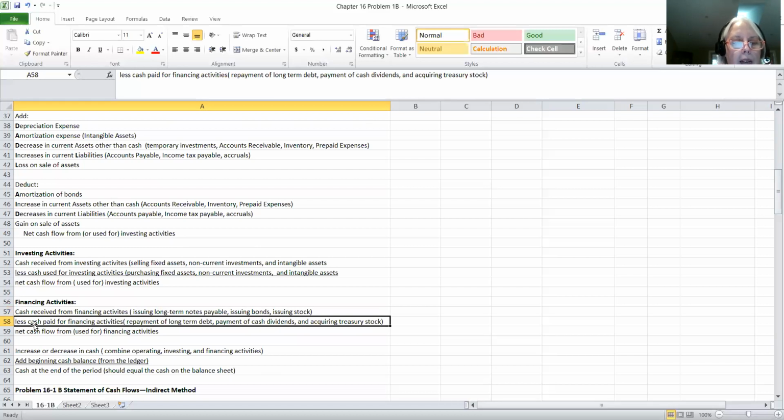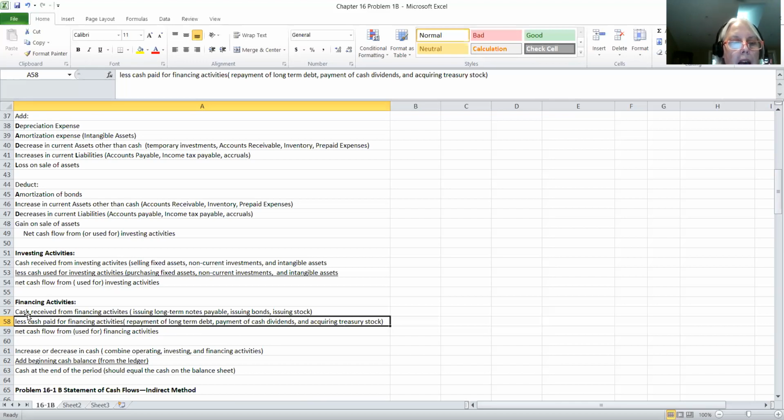Also in the financing activities section, we're going to subtract out any cash that was paid for financing activities. So if we paid back our long-term debt, we use cash to do that, we would record it as less cash paid for long-term debt. We would also subtract out any cash that we paid for dividends or any cash that we use to buy back our own stock, which we call treasury stock.